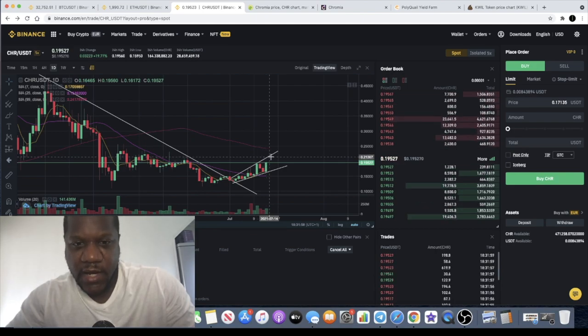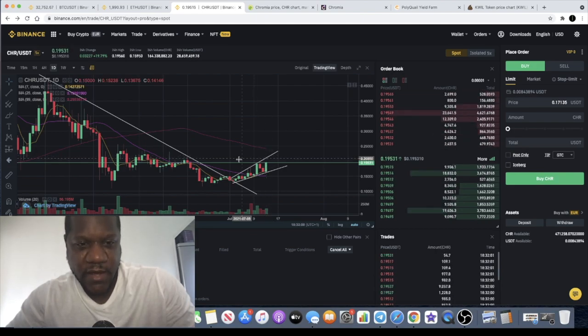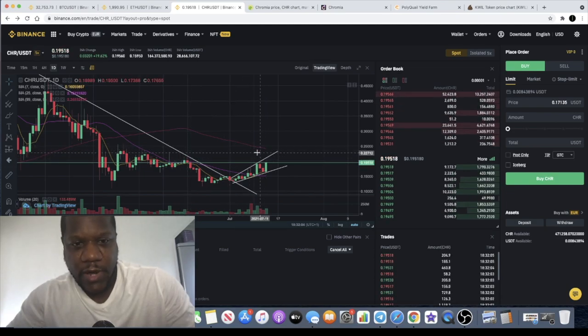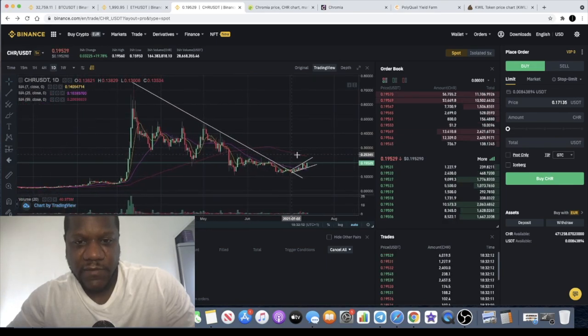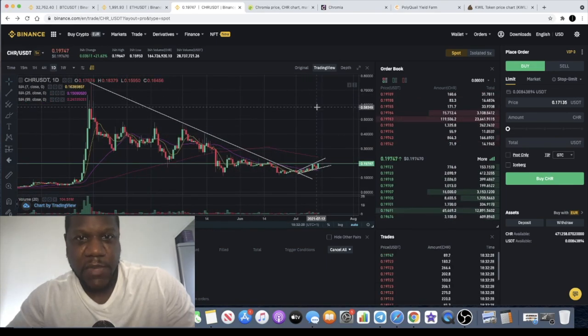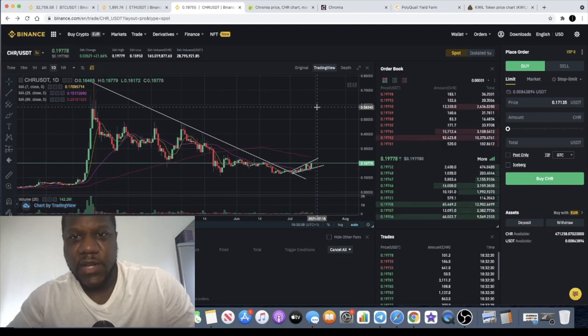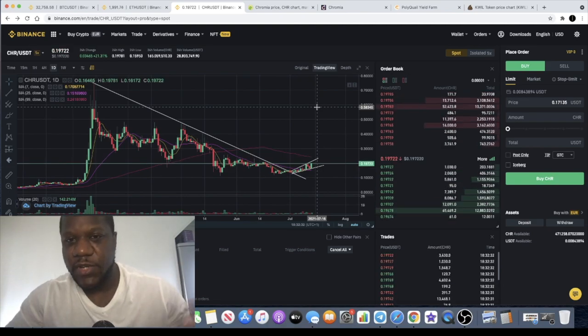So it may come up and touch on the wedge up there and face some resistance and get rejected right there. And we also have the 100-day moving average coming down to provide some potential resistance on the 1-day as well, okay, guys? But obviously, if we can break that, this is going to make a major move to the upside, in my opinion.